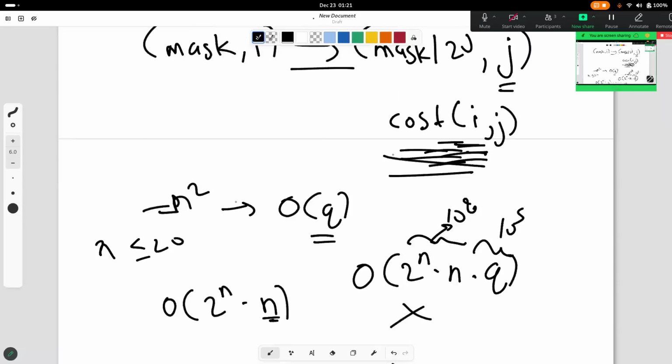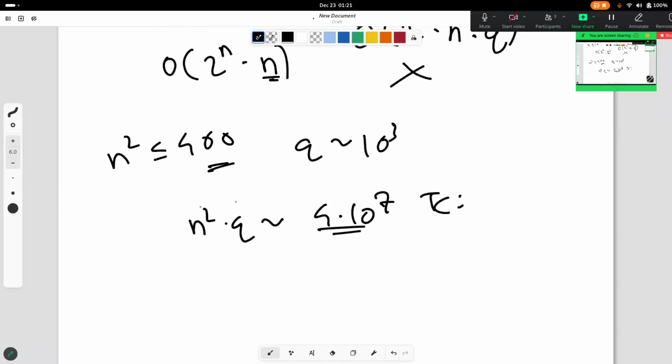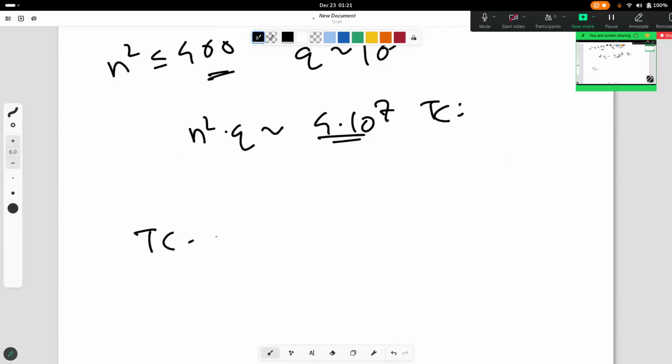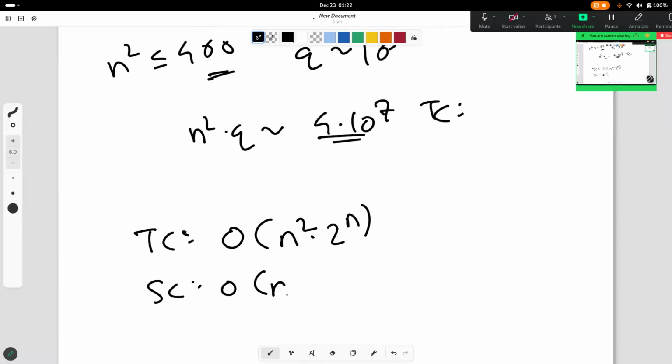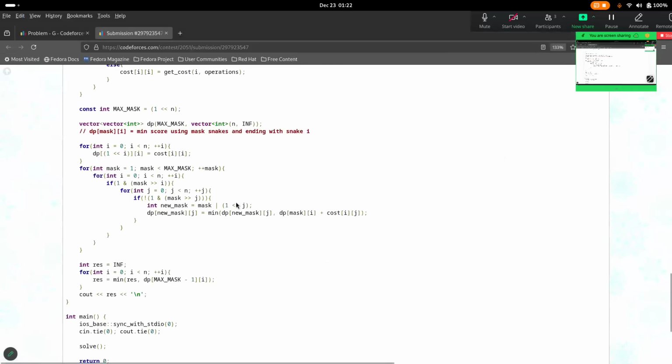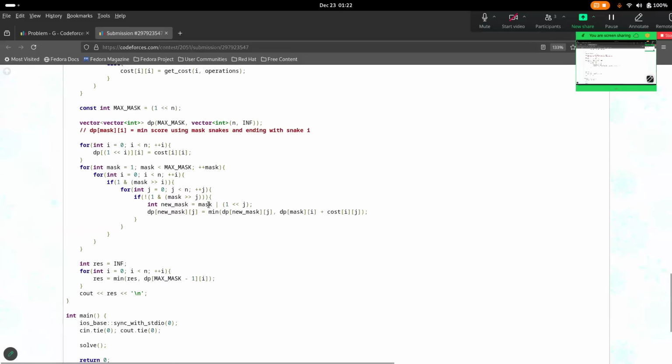And so the total overall time complexity would end up becoming big O of n squared 2 raised to power n, and the space complexity would be big O of n into 2 raised to power n, because each transition goes to n different J.